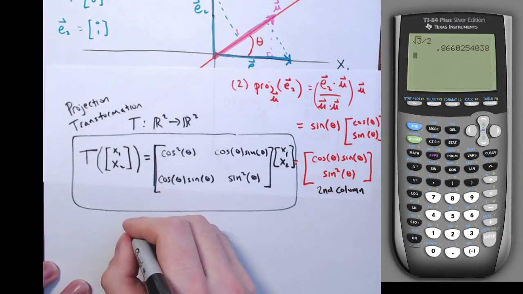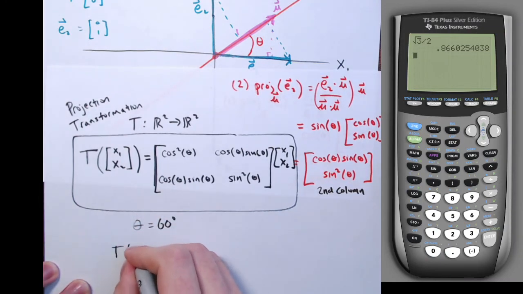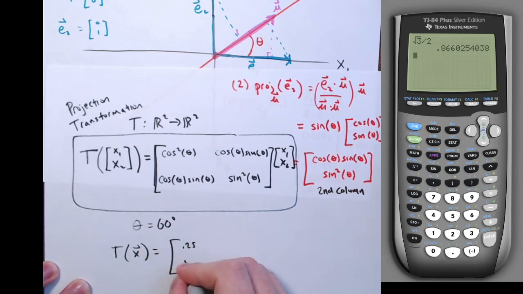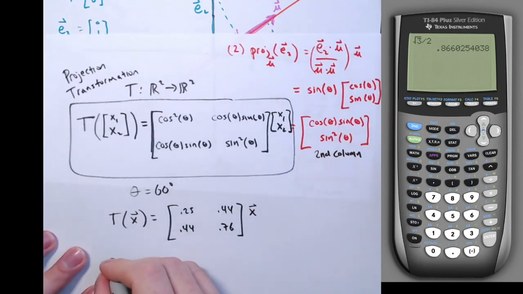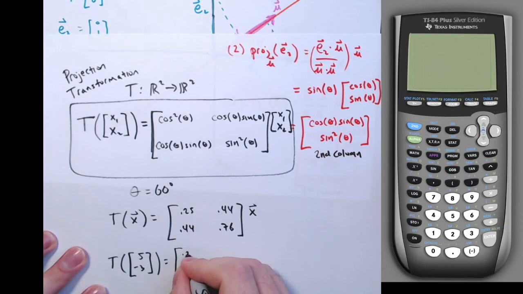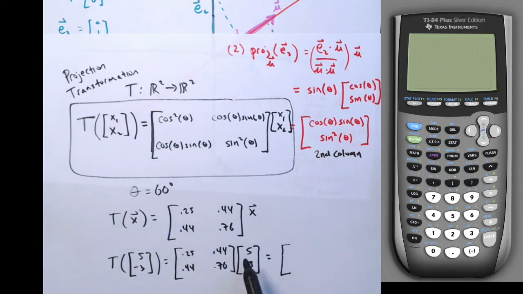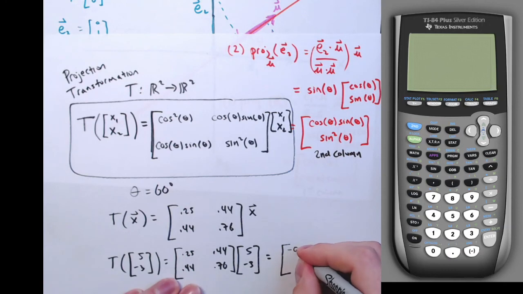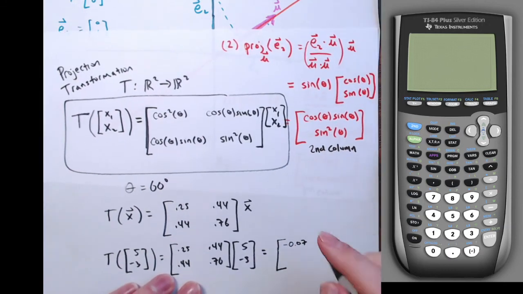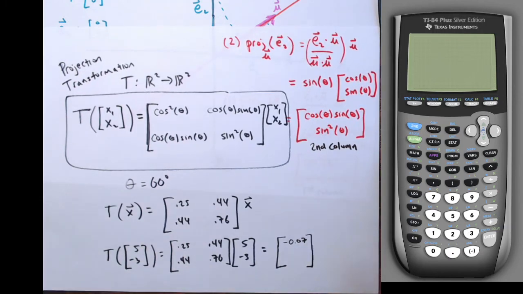So if theta was 60 degrees, our transformation would be, they said, 0.25, 0.44, 0.44, 0.76, rounding the decimals, times vector x. And we're asked to figure out the projection of the vector (5, negative 3). So I'm taking this standard matrix and multiplying it by my input vector. This would end up being a 2 by 1. I think they already did the first one. That would be 1.25 minus 1.32, so negative 0.07, and they already had that in the answer for the activity.